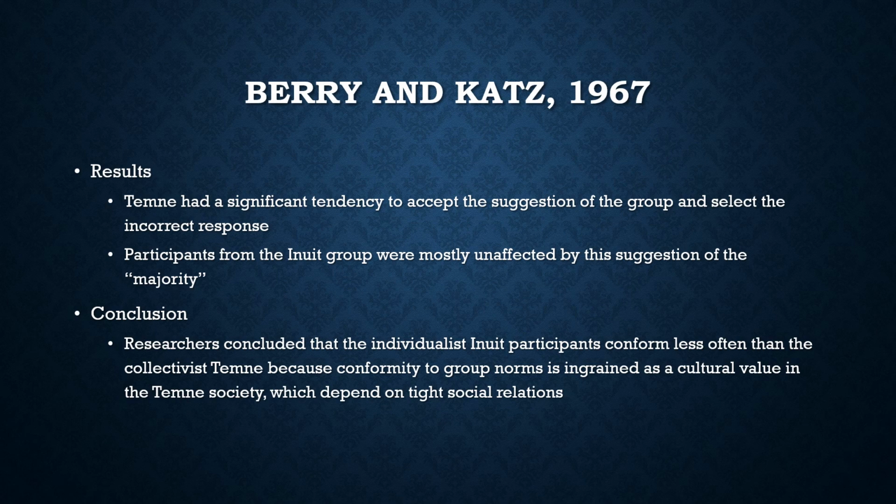And so what researchers could conclude from this was that the individualistic Inuit participants conform less often than the collectivist Temne because conformity to group norms is ingrained as a cultural value, right? Pointing towards our cultural dimensions that we were talking about. And these depended on tight social relations, and so they conformed more and trusted more in the thoughts and feelings of the other people around them.